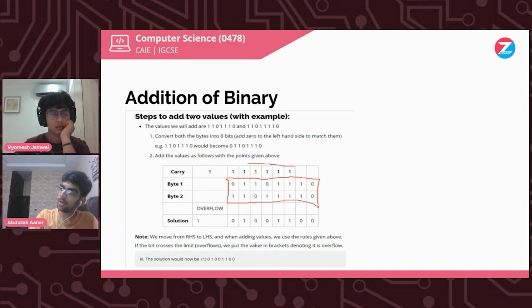So now we have 1, 1, 1. If we add 3 1s, we'll get another 1. And then if we add this one, we'll carry. Triple 1, once again 1, 1 carry. 1 plus 1, we get 0, 1 carry. 1 plus 1, 0, 1 carry. Triple 1's 1.